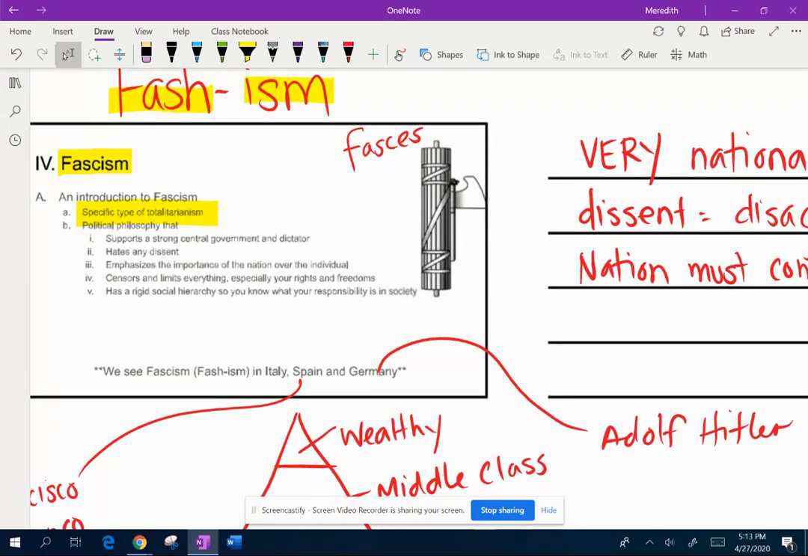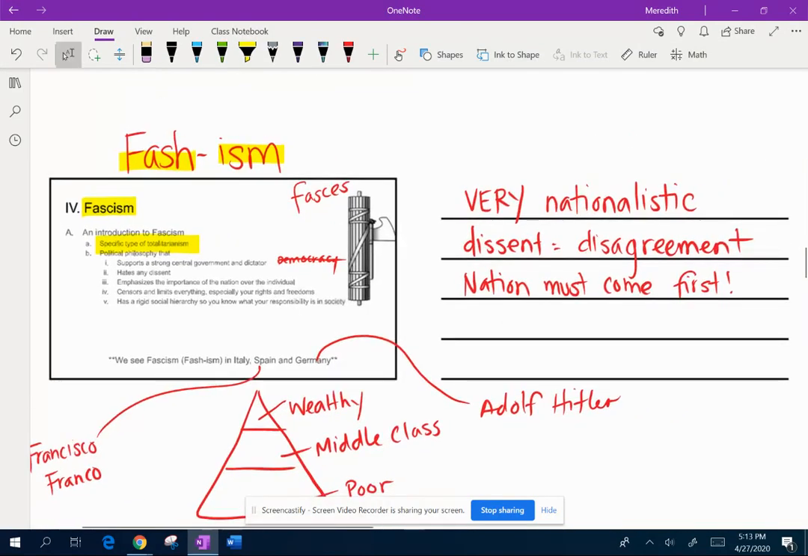It is a political philosophy, so it's the idea in politics or in government. It supports a strong central government and a dictator. So no more democracy; democracy kind of gets thrown out the window. They hate any type of dissent. Dissent means disagreement, so anyone who disagreed with the government was going to get in trouble.